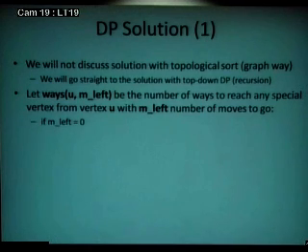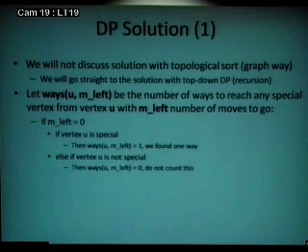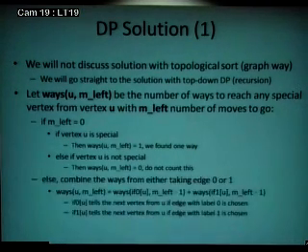If I don't have any move left, I check whether the one that I'm standing on is a special vertex. If it is, I have one way. If it's not, I don't count. This is not a valid way, 0 ways. Other than that, I combine the number of ways if I take H label 0 or if I take H label 1. I only have 2 outgoing edges per vertex.